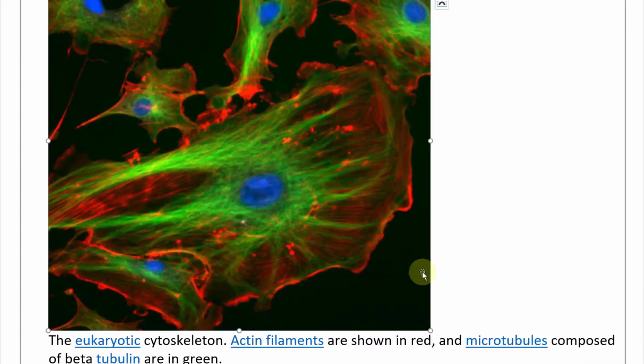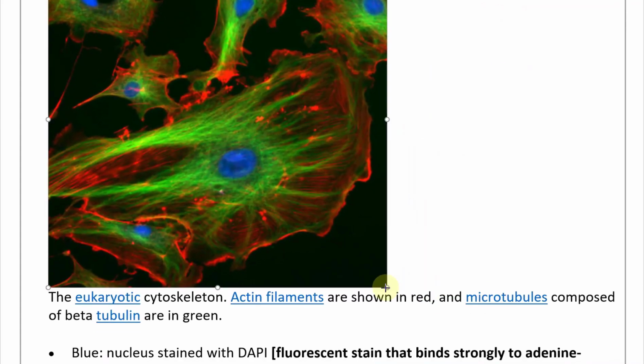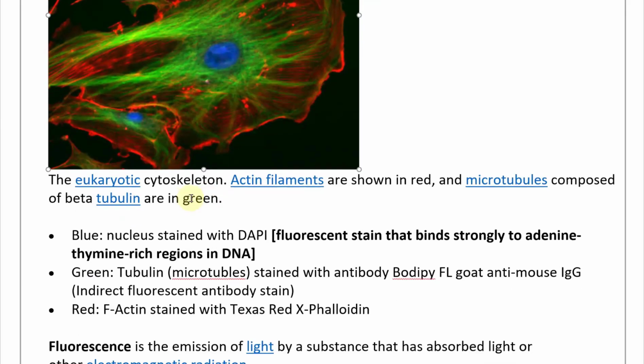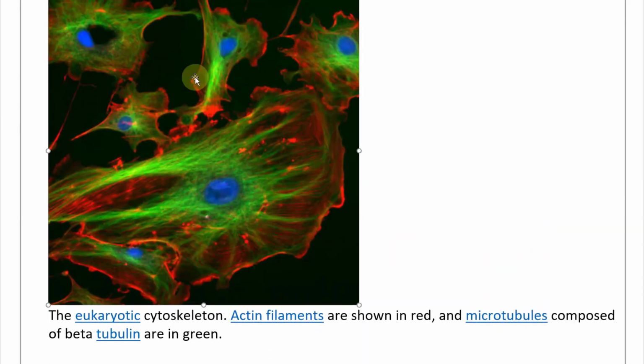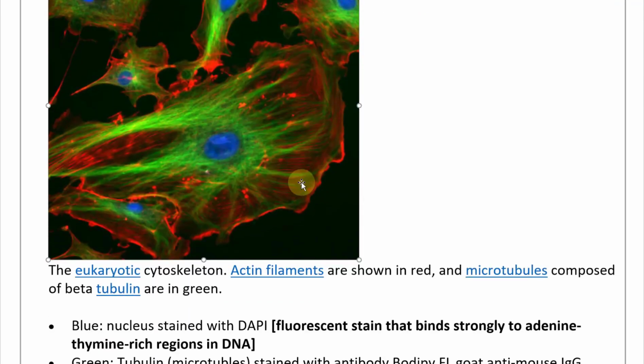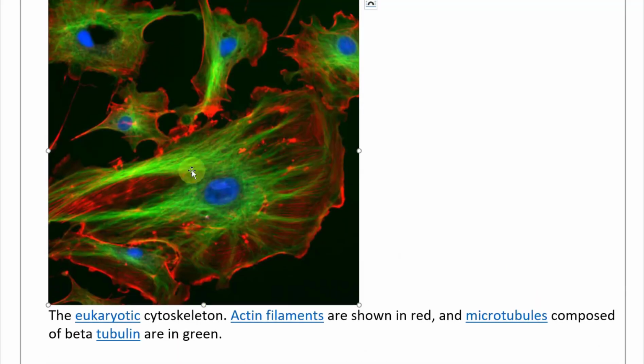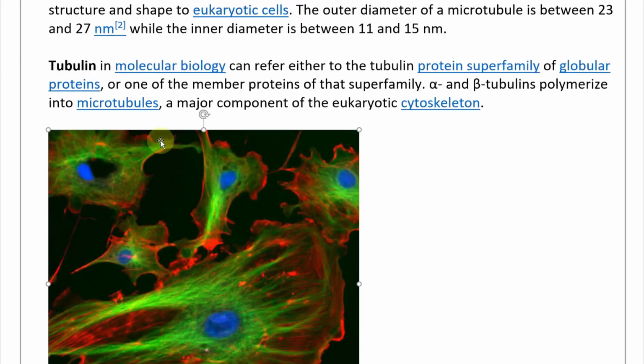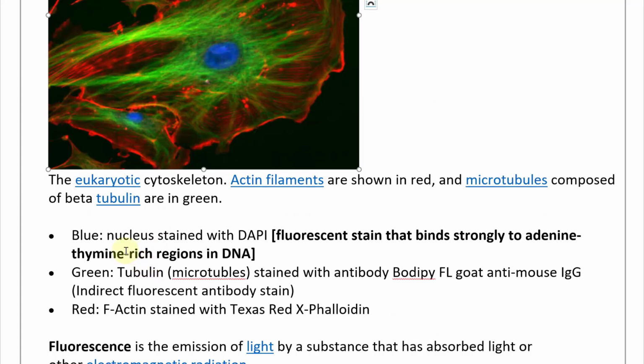So here is an image of this. This is the eukaryotic cytoskeleton, and the actin filaments are shown in red. So these are red actin filaments inside the cytoskeleton. And microtubules composed of beta tubulin are in green. So there are the green ones over there, all interconnected. And the blue right here is the nucleus.